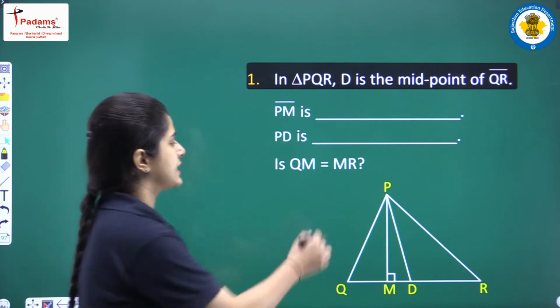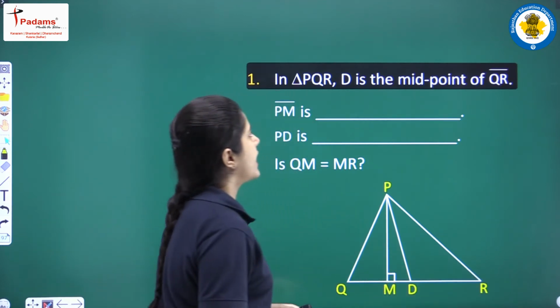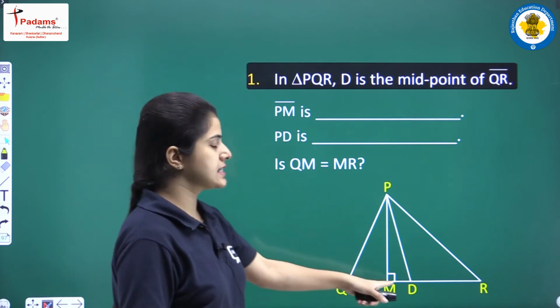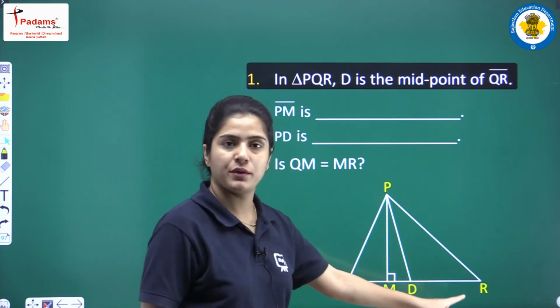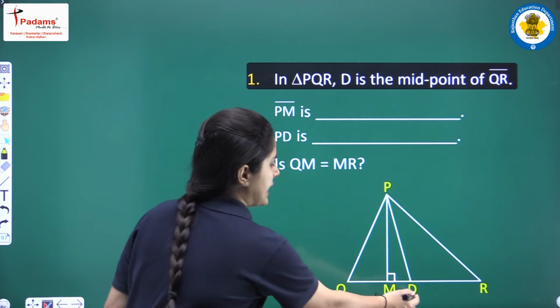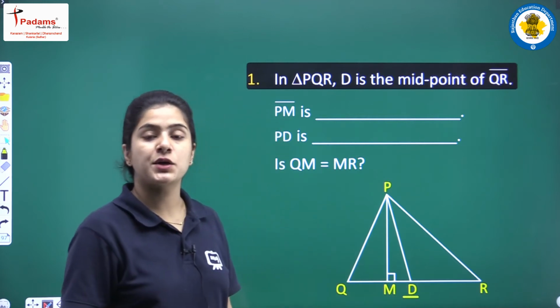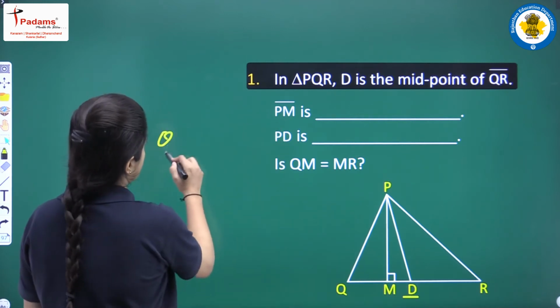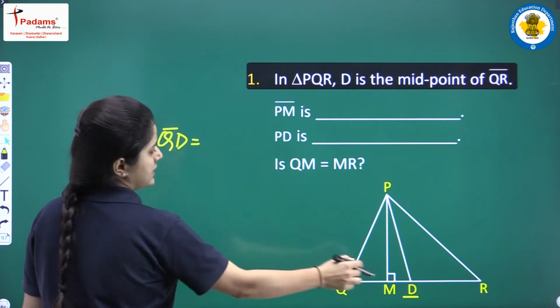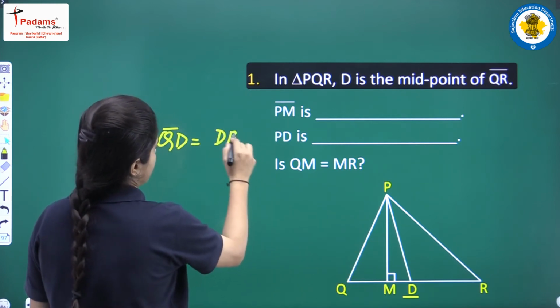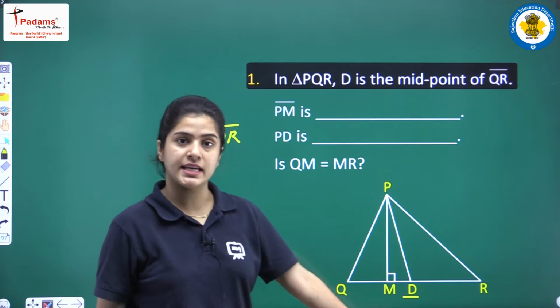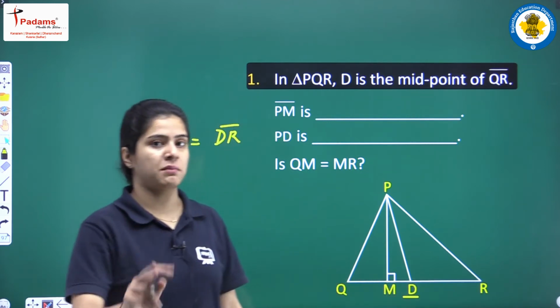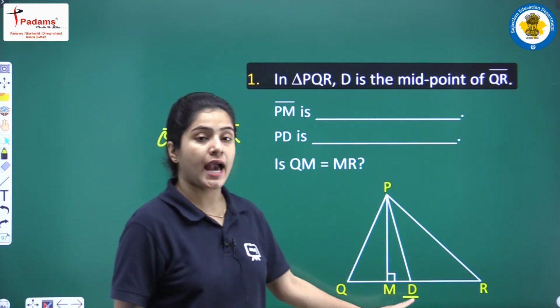The first question is, this is the triangle PQR and in this triangle D is the midpoint of the side QR. Okay students, D is the midpoint of the side QR means QD is equal to DR. It means that D is dividing the complete side into two equal parts, that is QD and DR.